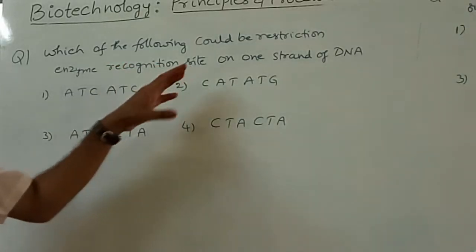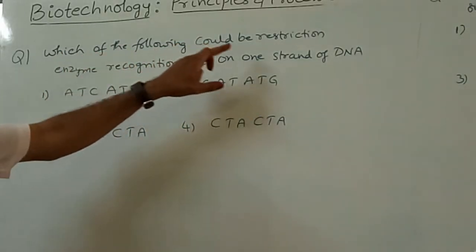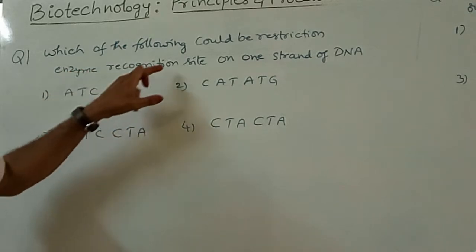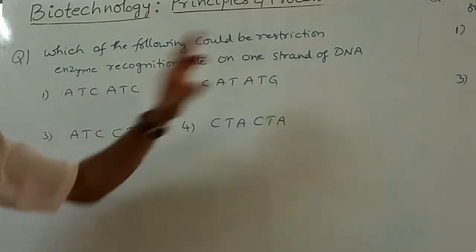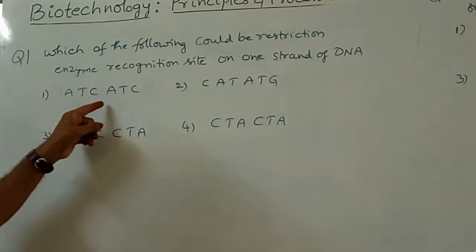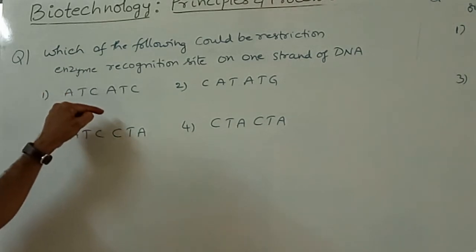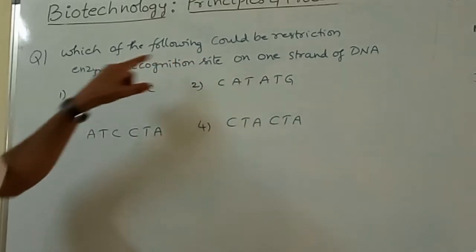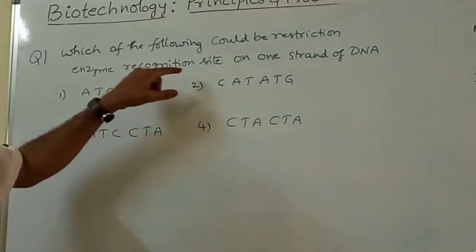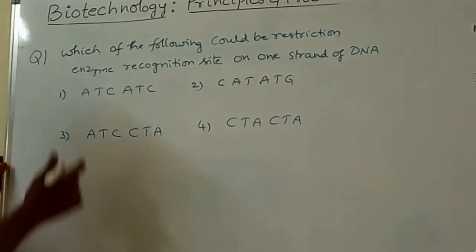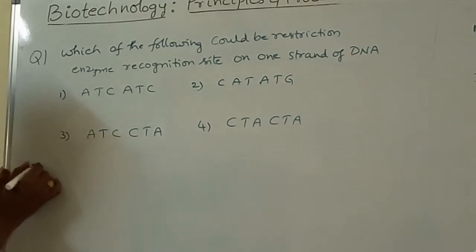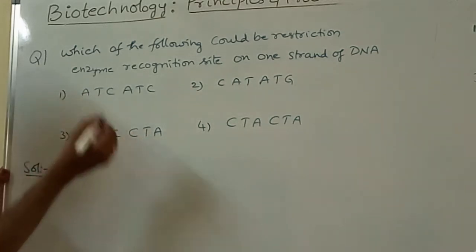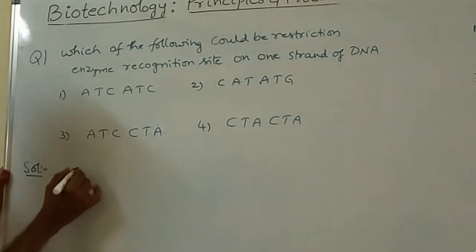Now look at here, my dear students. Which of the following could be a restriction enzyme recognition site on one strand of DNA? They have given one strand and we have to find which of the following could be a restriction enzyme recognition site on one strand of DNA. If the question is like this, we have to write the double strand also.